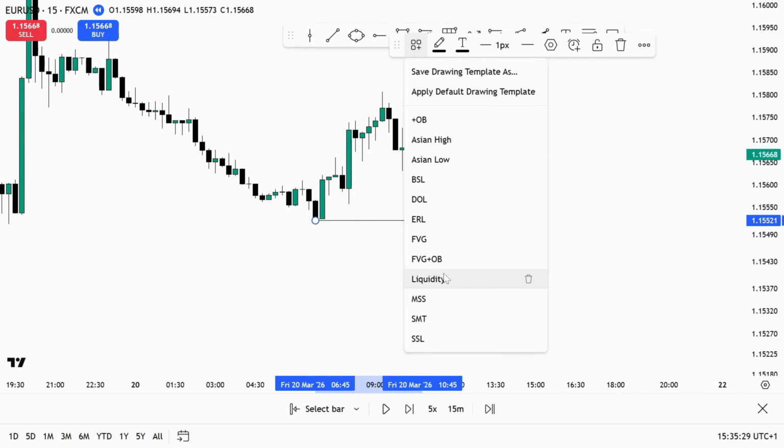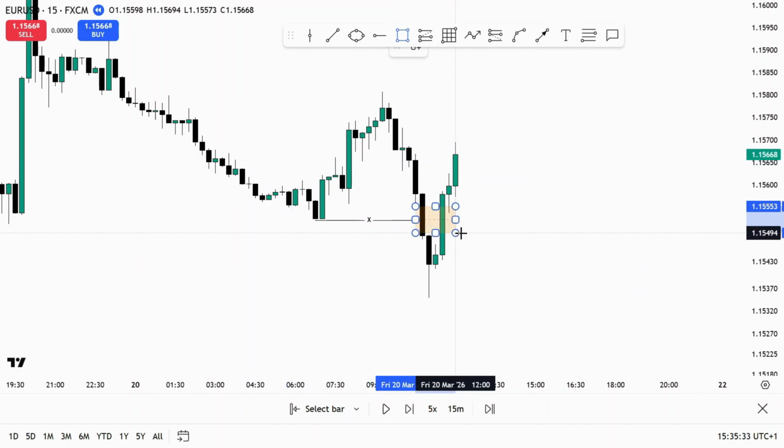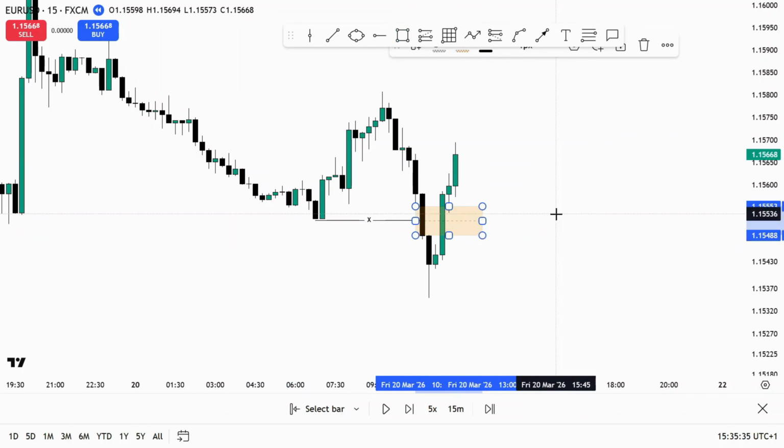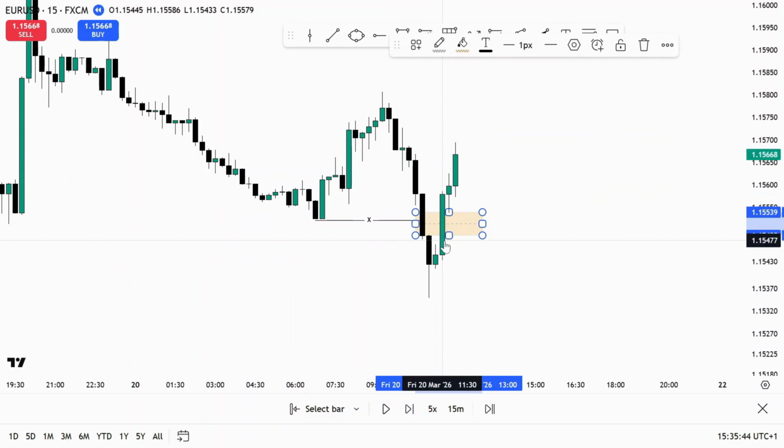After that, we can see that price left behind this fair value gap. And immediately after that, we saw an impulsive move to the upside. Now here's the key part. That move disrespected the bearish fair value gap and at the same time left behind a bullish fair value gap. Now we have overlap, and that overlap becomes our balanced price range.